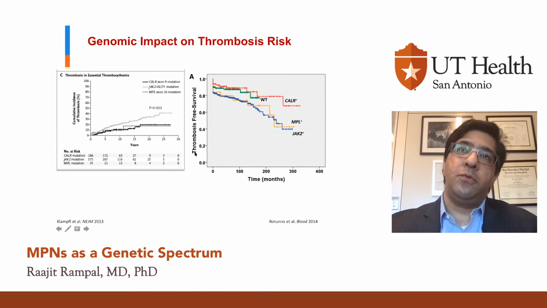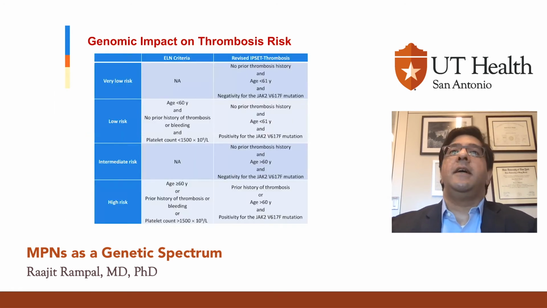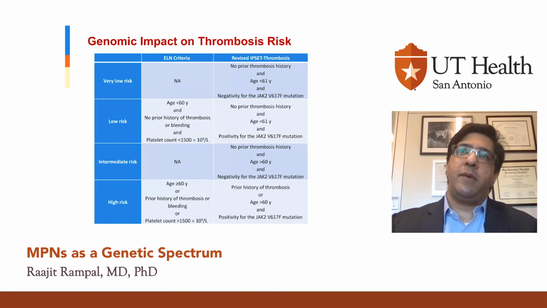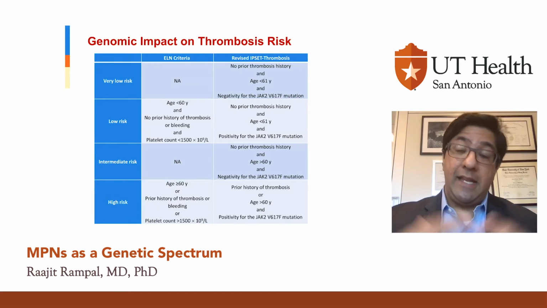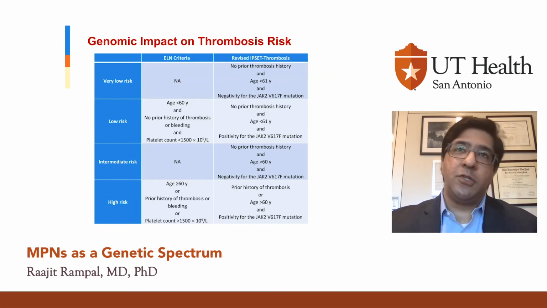So JAK2 emerges as a risk factor for thrombosis, and that begins to allow us to stratify a patient's prognosis based on their genotype, which is a powerful thing. So we can take a group of patients who we call ET patients, and yet we can use these data to stratify them in terms of what we really think their risk of having a thrombotic event. And by extension, we can therefore modify their therapy accordingly.